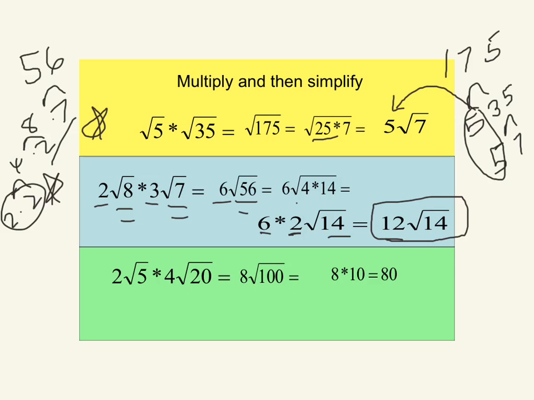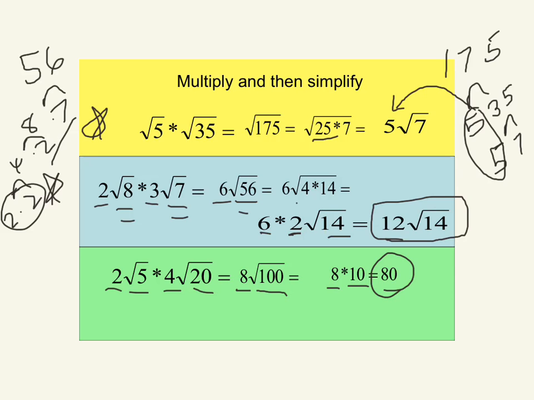square root terminology. And this last one, we have, again, coefficients that we're going to multiply. 2 times 4 is 8. And then we multiply the radical parts. Square root of 5 times square root of 20 is the square root of 100. And again, if you're able to recognize that the square root of 100 is a perfect square, then there's no need to use the factor tree. And we have the square root of 100 is 10, so we have 8 times 10, and your answer is the whole number, 80. So that's really the nuts and bolts of multiplying radicals.